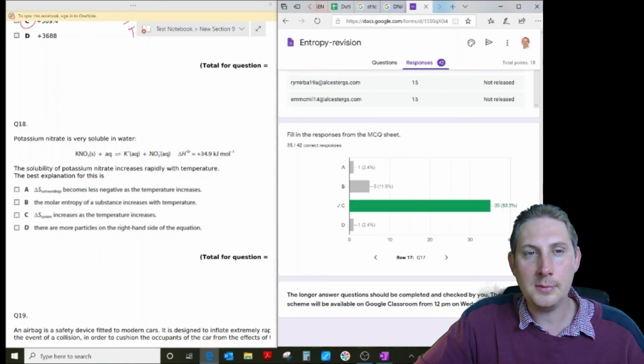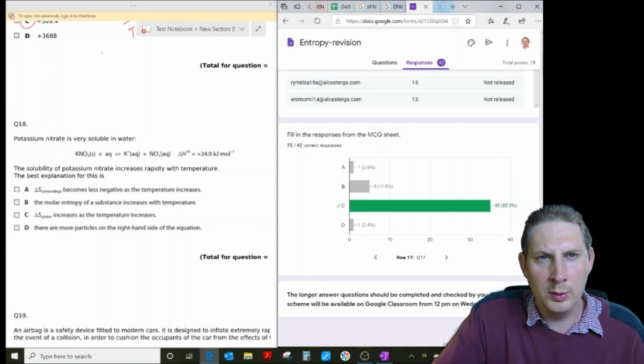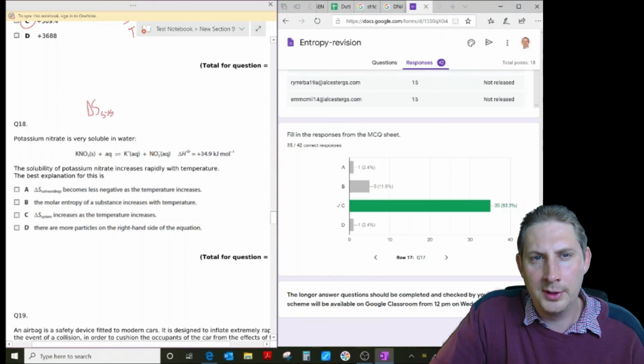Still one person forgot to put it into Kelvin there. And finally, potassium nitrate is very soluble in water. The solubility of potassium nitrate increases rapidly with temperature. The best explanation for this is, right, well, we know that delta S system is going to be a positive number, but delta S surroundings, because this is endothermic, is going to be a negative number.